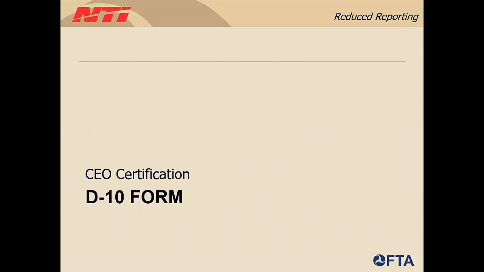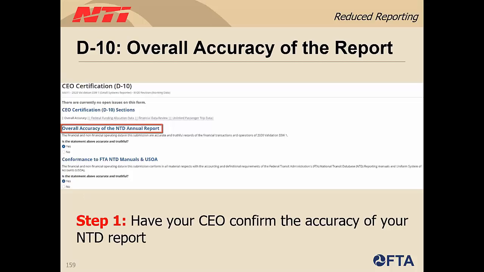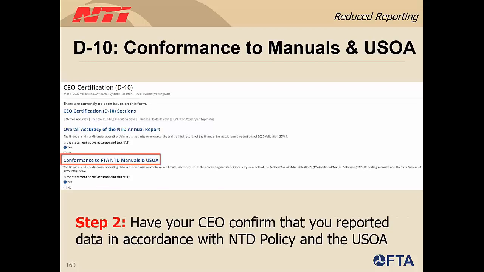And the last form you will see in your report package is the CEO certification D10 form. This form should be completed by your agency's CEO. You will first need to confirm the accuracy of your NTD report. Next, you will confirm that all your reported data is in accordance with the NTD policy manual and the Uniform System of Accounts.